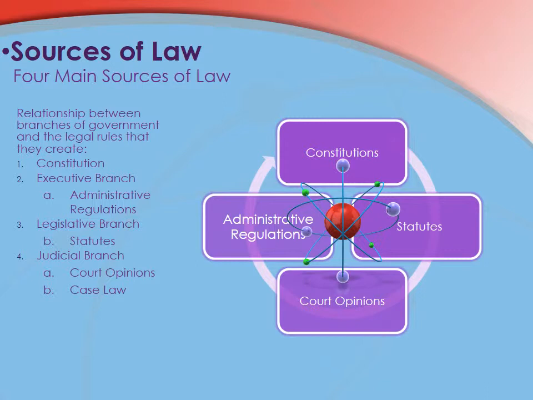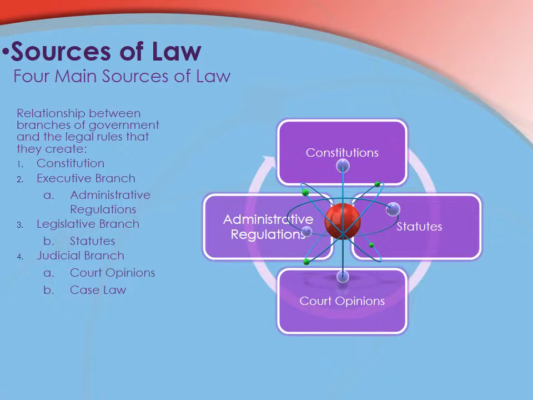Now you'll learn, while doing more study and legal research, if you haven't already noticed, that there's a relationship between branches of government and the legal rules that they create. The Constitution is federal in nature. That is pretty much going to trump everything. If something is violating the Constitution, the Constitution is going to rule. You have the executive branch of the government, which creates administrative regulations. These are agencies, like let's say the Social Security Administration, Veterans Affairs.